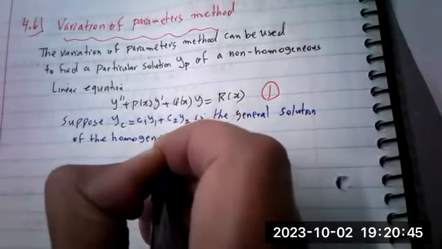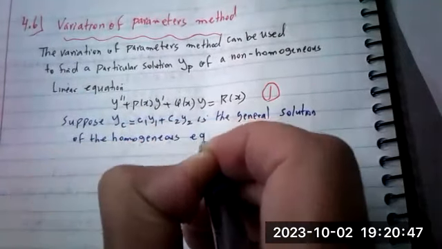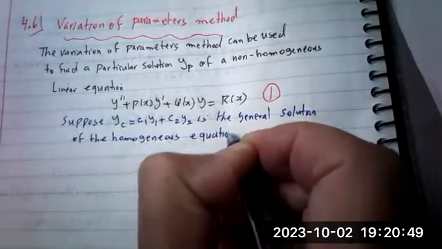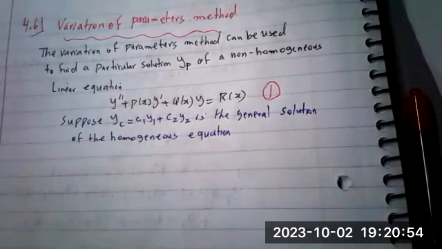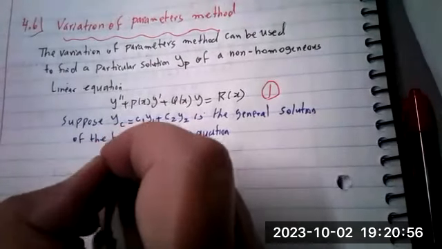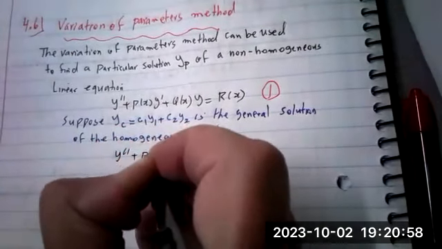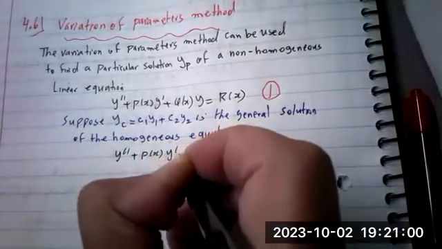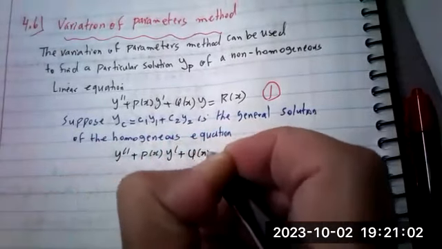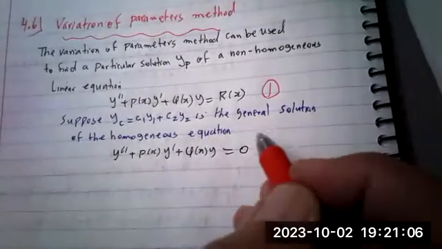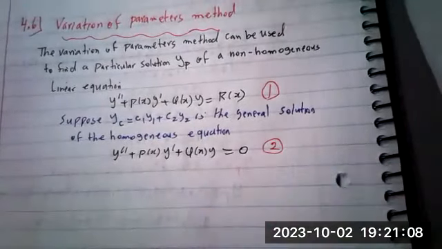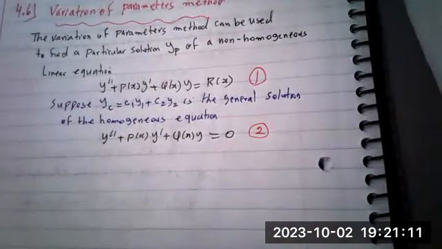Homogeneous equation. I need these two equations together, so I'm going to call this one number 2. The equation is y double prime plus p(x) y prime plus q(x) y equal to 0. So this would be equation number 2. Suppose somehow we solve this equation and we get the yc.